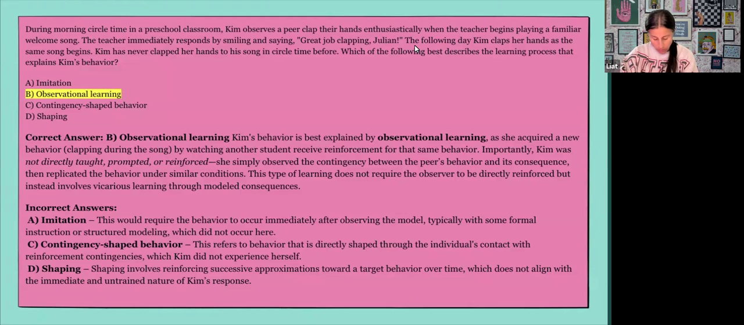Imitation is incorrect because this would require the behavior to occur immediately after observing the model, typically with some formal instruction or structured modeling, which does not occur here. It is not contingency-shaped behavior because this refers to behavior that is directly shaped through the individual's contact with reinforcement contingencies, which Kim did not experience herself. It is not shaping. Shaping involves reinforcing successive approximations towards a target behavior over time, which does not align with the immediate and untrained nature of Kim's response.